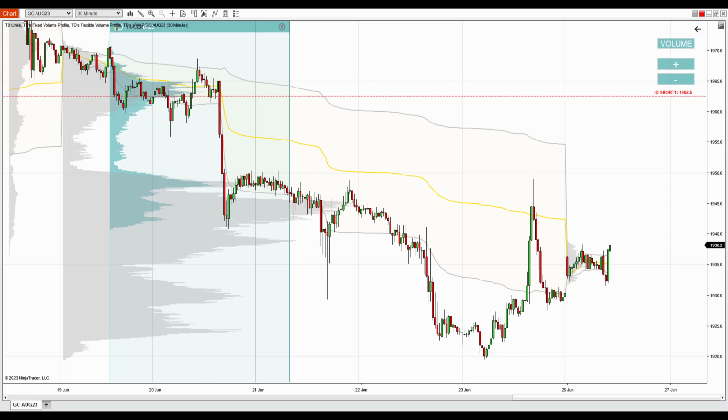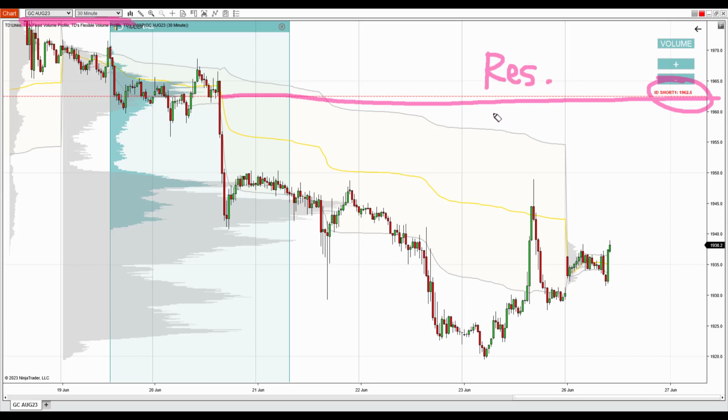What you see before you is the NinjaTrader 8 platform with my custom-made volume profile and VWAP indicators, and the chart is showing gold futures. This is the current symbol for gold futures. You're looking at the 30-minute time frame, and what I want to talk about is this resistance, which is at 1962.5, and this resistance is based on a setup called the volume accumulation setup.